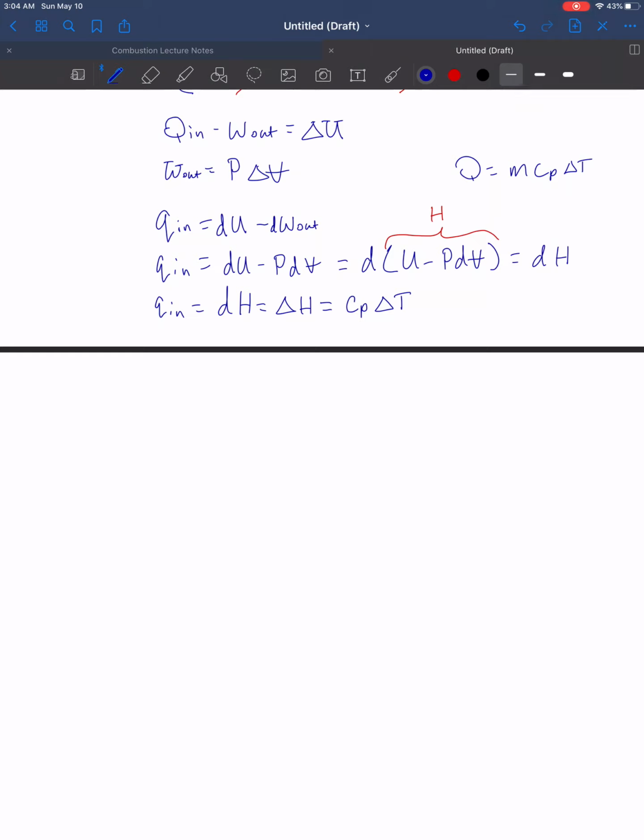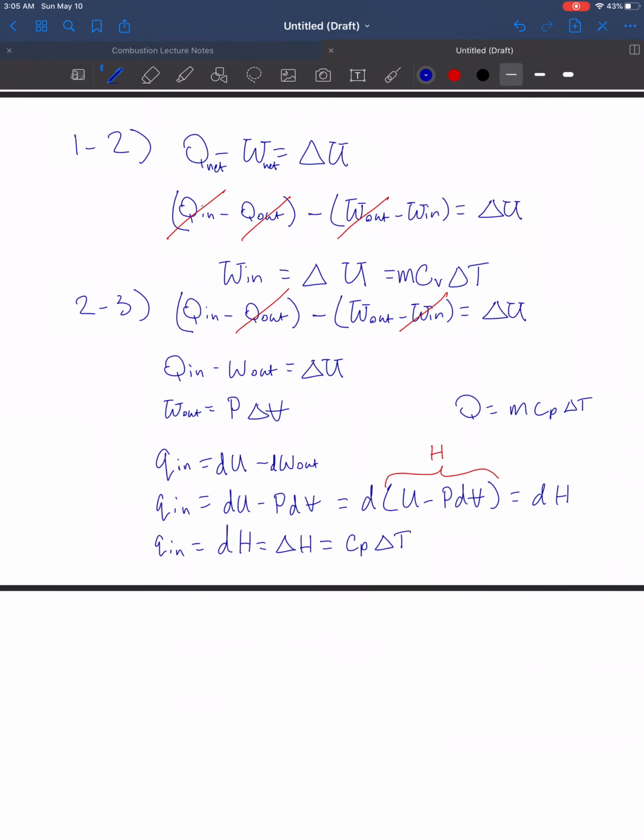And to be honest, I could say that dH is equal to CP dT, and then that we're going to end up having CP delta T. So what does that mean? One thing I'd like us to remember here is that this CP is often denoted as constant pressure, right?